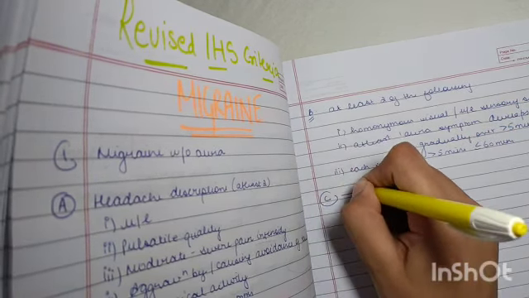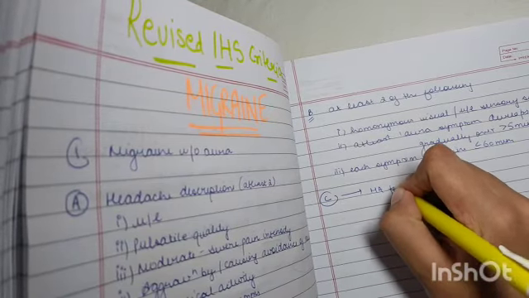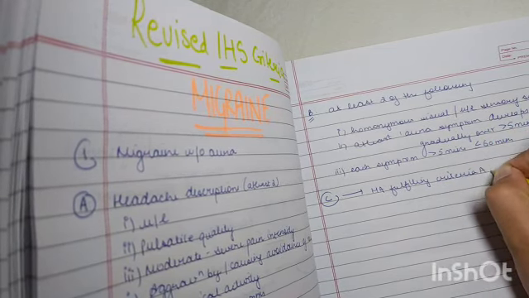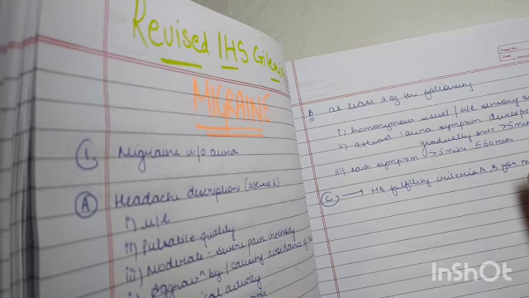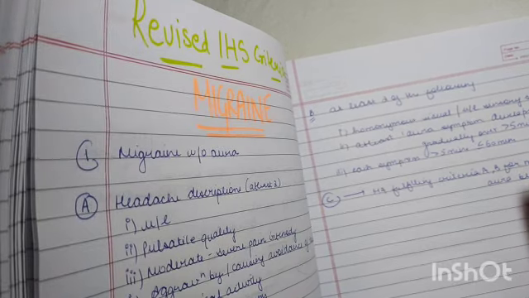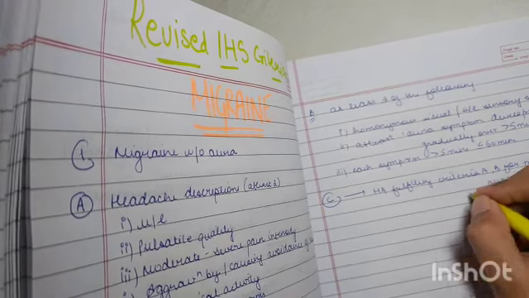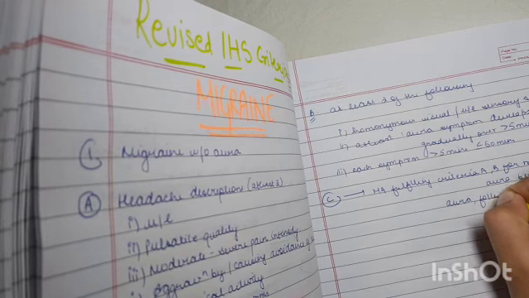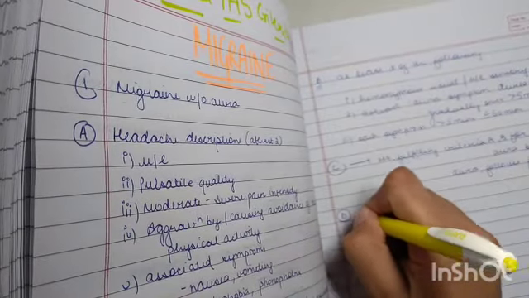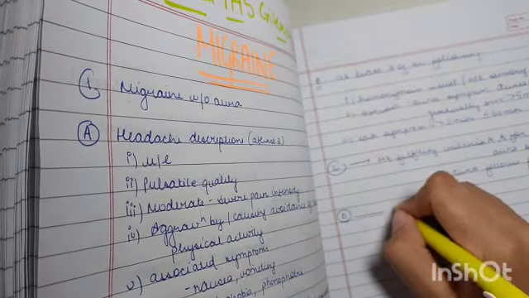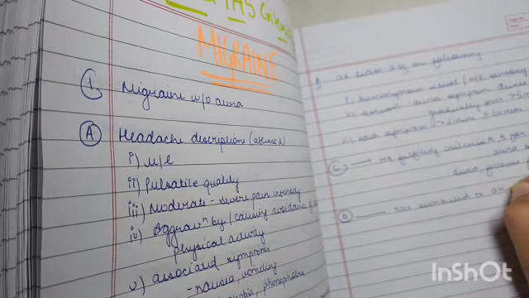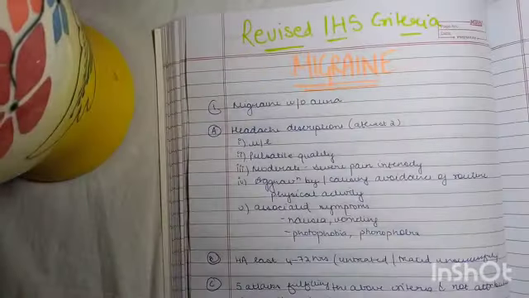Now in the C category, what we see is headache fulfilling criteria A and B for migraine without aura but beginning during aura and following for 60 minutes. Okay. Then D category is when it is not attributed to any other disorder. Okay. So I'll just sum up once again.